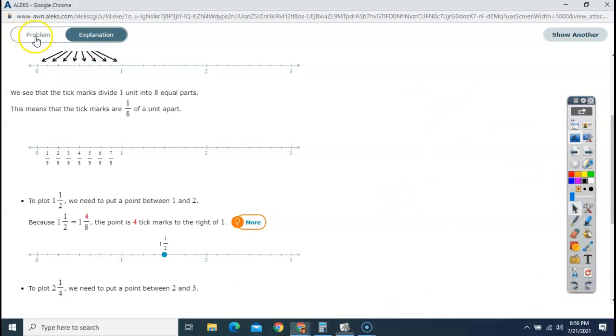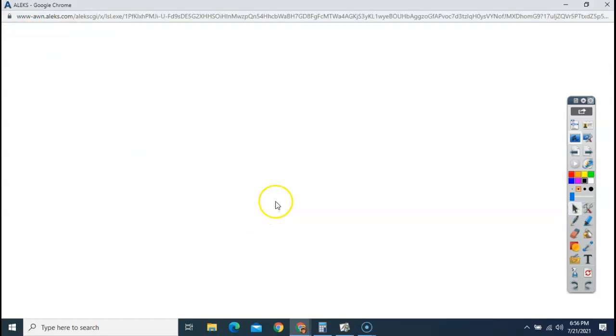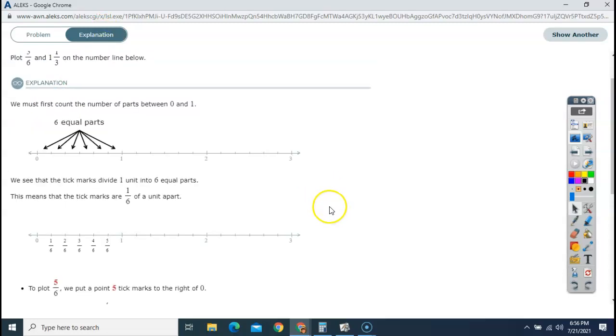And this time, let's plot 5/6 and 1 1/3. So first off, I need to know what my number line is. And so here's the number line. It's not giving it to me on this little thing because I'm not actually working as a student. All right, but I would count 1, 2, 3, 4, 5, 6. So each point represents 1/6. So that would be 1/6, 2/6, 3/6, 4/6, 5/6, and 6/6.